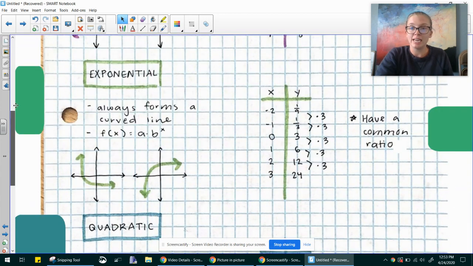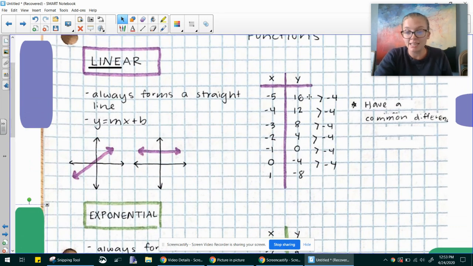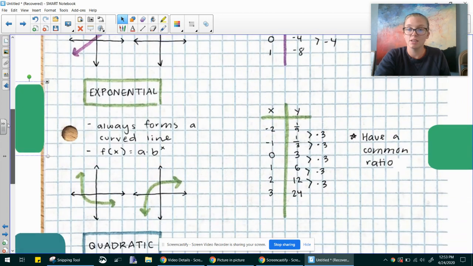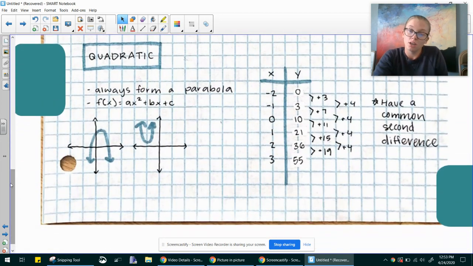So as a reminder, a first difference is like a linear function where we add or subtract the same thing every single time. A second difference is going to be in a quadratic function, where though we don't add the same thing every single time, if we look at the differences of the things we add, we realize that there is a pattern between them.